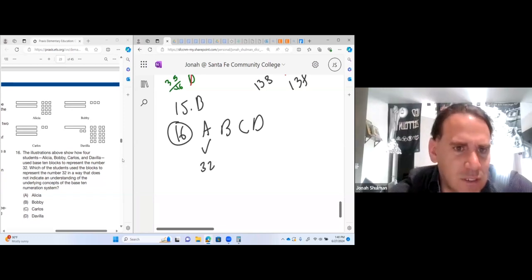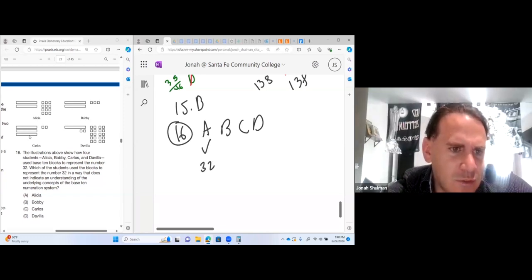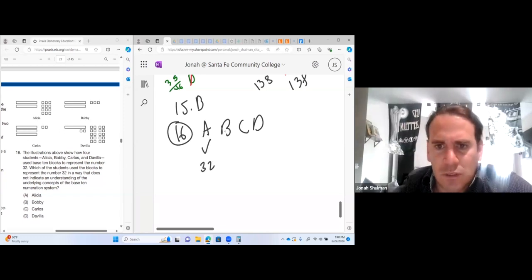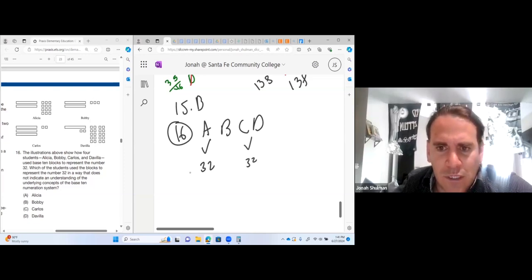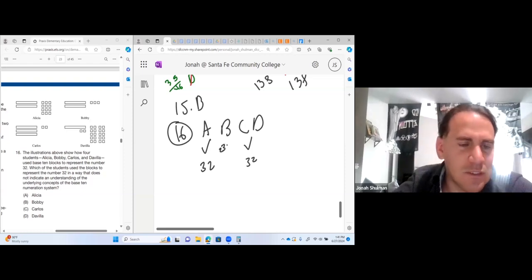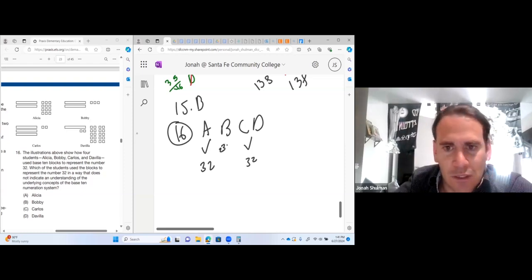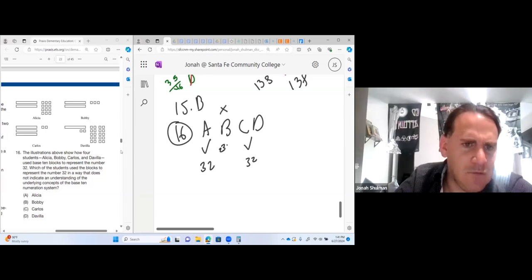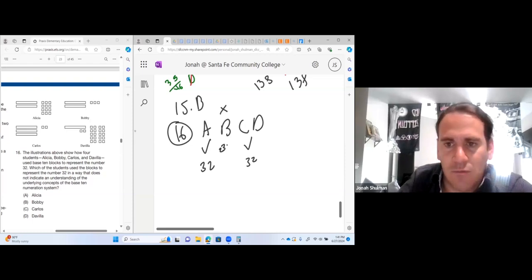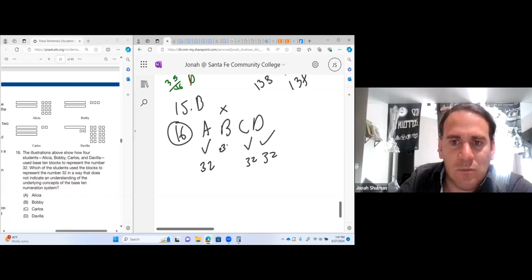I'm happy with it. Let's look at Carlos. 10, 20, 30, 31, 32. Carlos works. Bobby, 10, 20, 1, 2, 3. Bobby only made 23, so I guess Bobby doesn't know what he's doing because he thinks these are 10 and he thinks those are 1. So I think Bobby's the wrong guy. And this is 10, 11, 12. All right, let me count this one. So 2, 4, 6, 8, 10. So 10, 20, 30. Yeah, so everybody made 32 but Bobby.